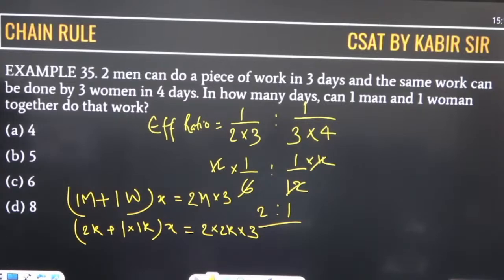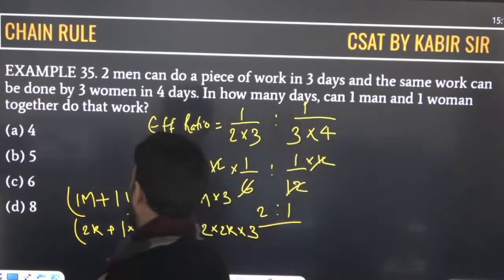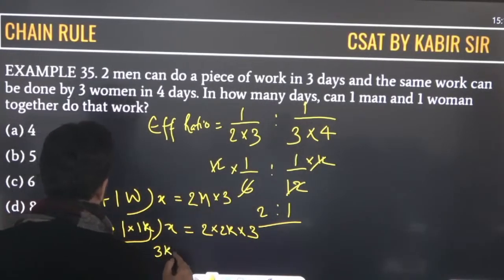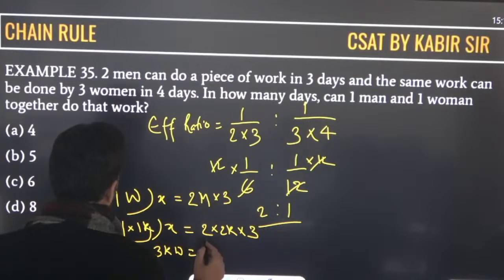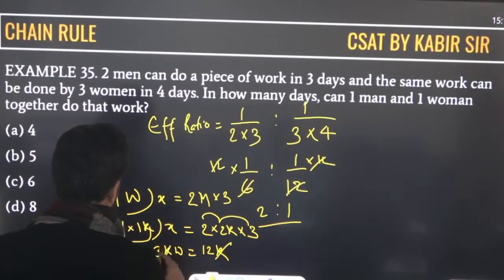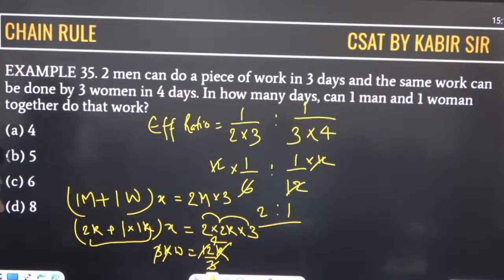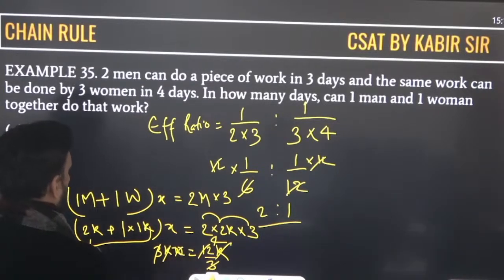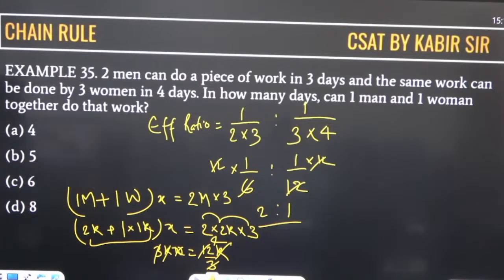This is the work. If you remember, if we multiply efficiency with number of days, we will get the work. Right. This will be 2 plus 1, 3k. k will cancel this. A will come this side. Right. The x is 4. They can complete the work in 4 days.